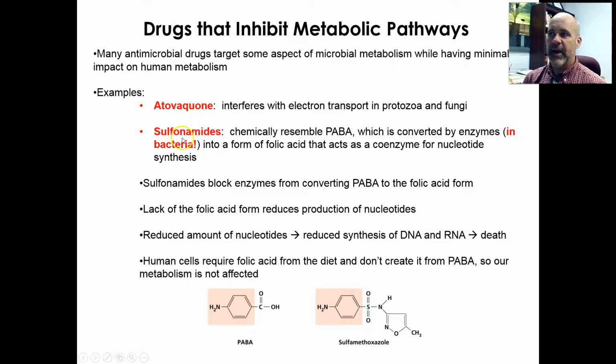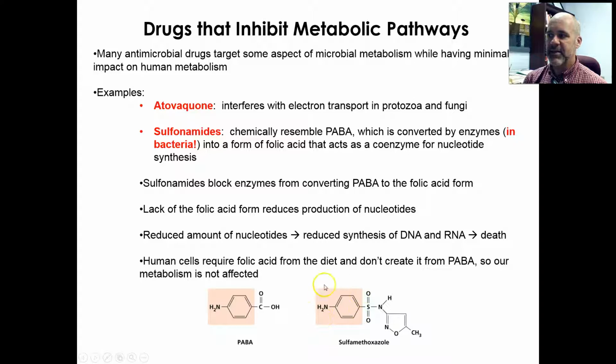The sulfonamide drugs, or sulfa drugs, were the first really effective and useful antibacterial drugs. They were discovered a little bit before penicillin. And so they're kind of interesting in how they work. Here's an example, sulfamethoxazole.